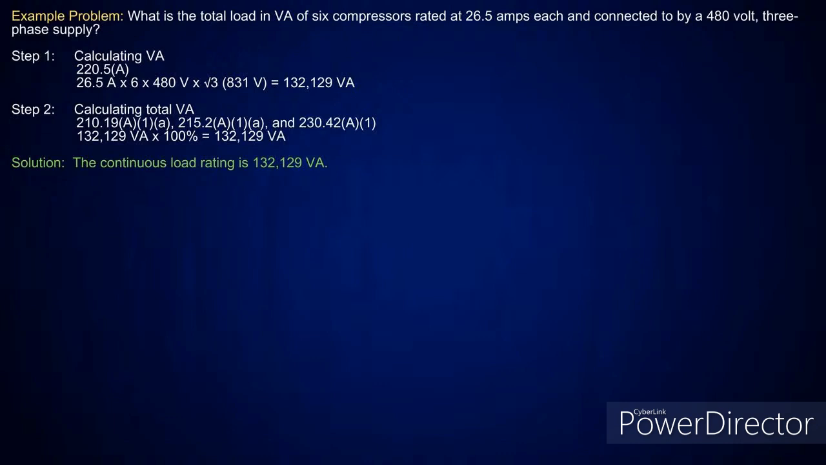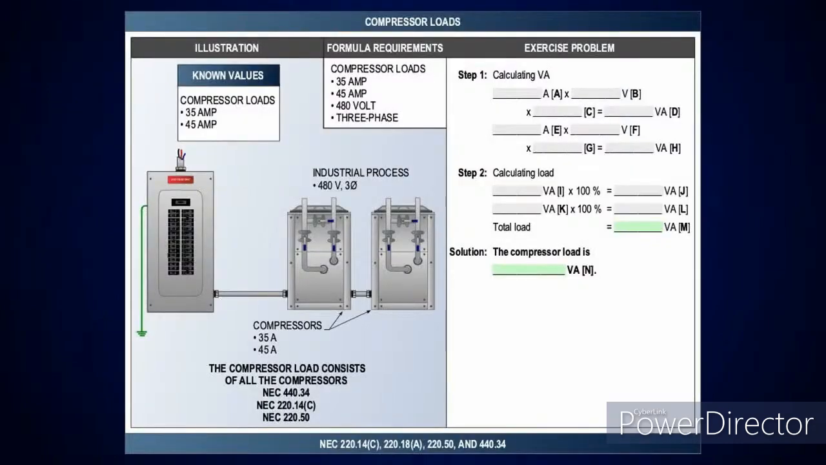I want to put it in VA form. So I'm going to take the 26.5 amps times 60, then multiply it by 831 volts. That'll give me 132,129 VA. Okay.